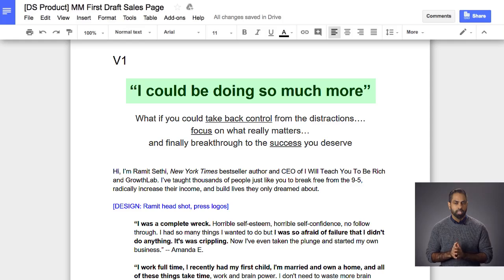Notice this one is written as if the reader were saying it out loud to themselves. I could be doing so much more. The goal here is to use a statement that is so real and so true that the reader sees it and thinks, I was just thinking that. Oh my God, you're in my head. And if you do that right, that reader is going to be compelled to read on. Now, this is why talking to real customers in our research phase is so important.